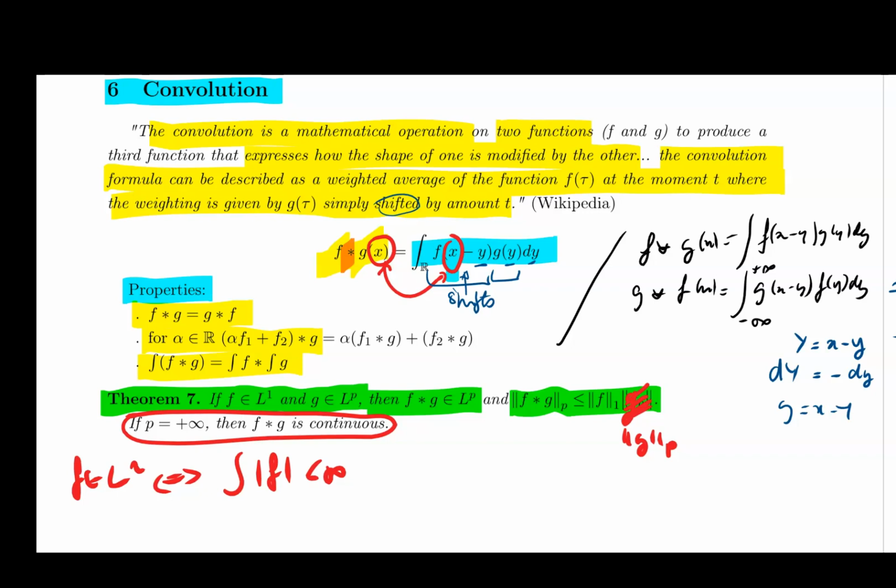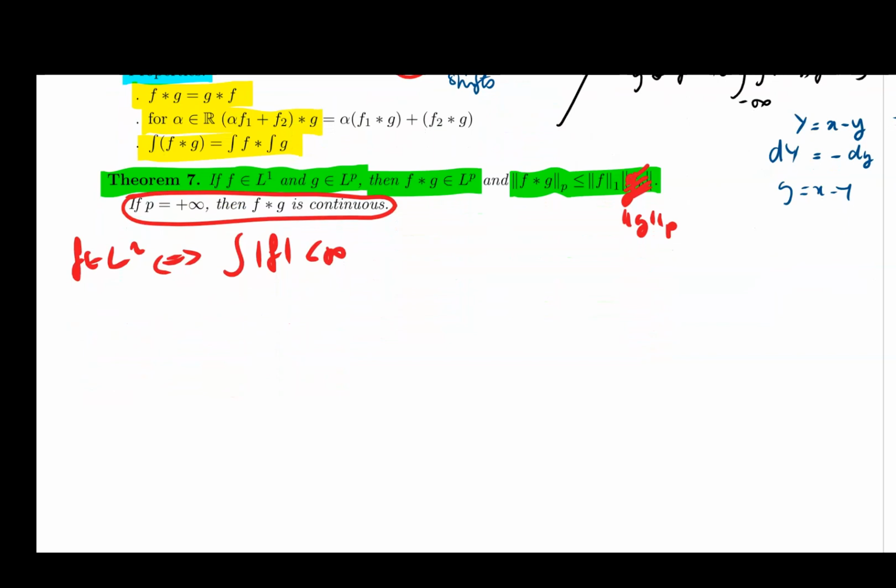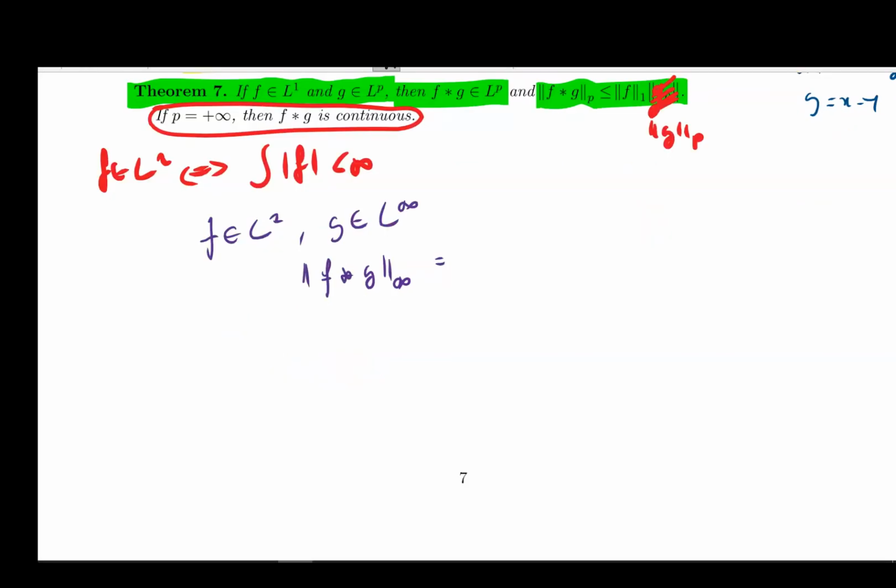I mean, in the case where we've got f in L1 and g in L infinite. So first, let's look at f convolved with g, the infinite norm of that. That's going to be equal to the supremum of the absolute value of the integral of f(x minus y) g(y) dy.